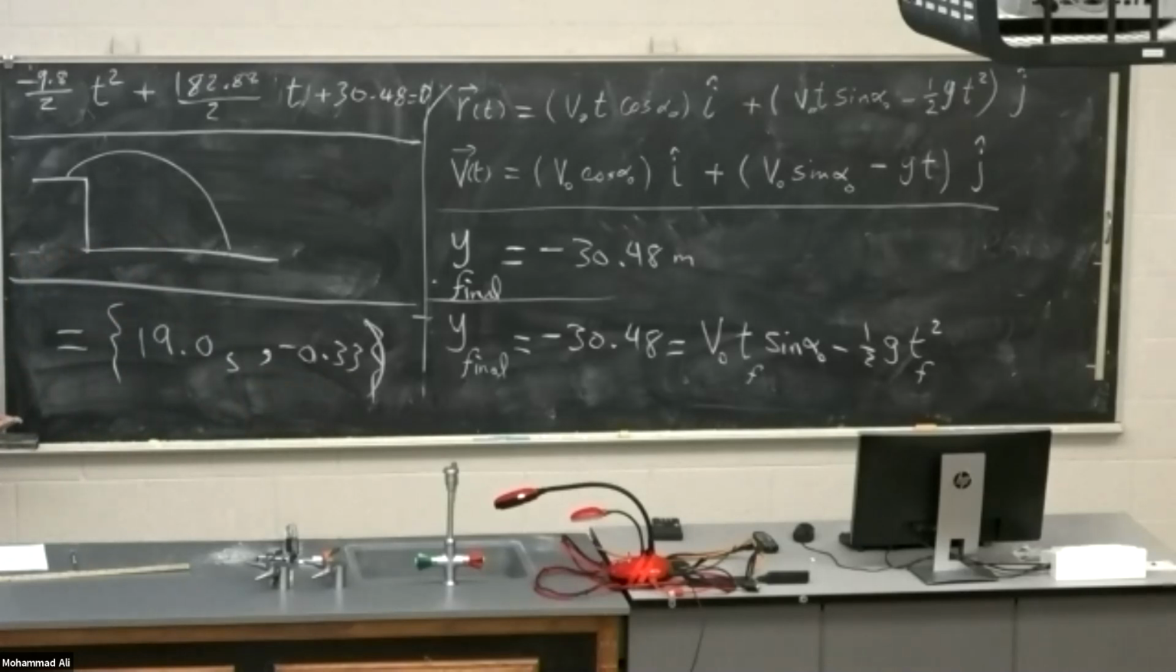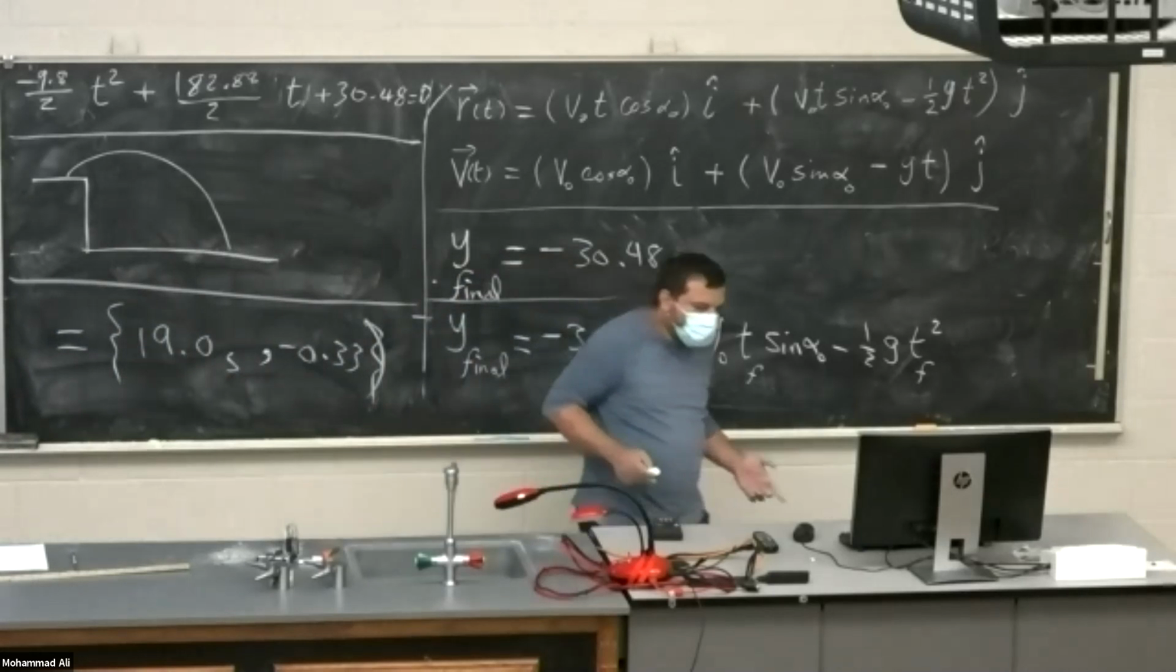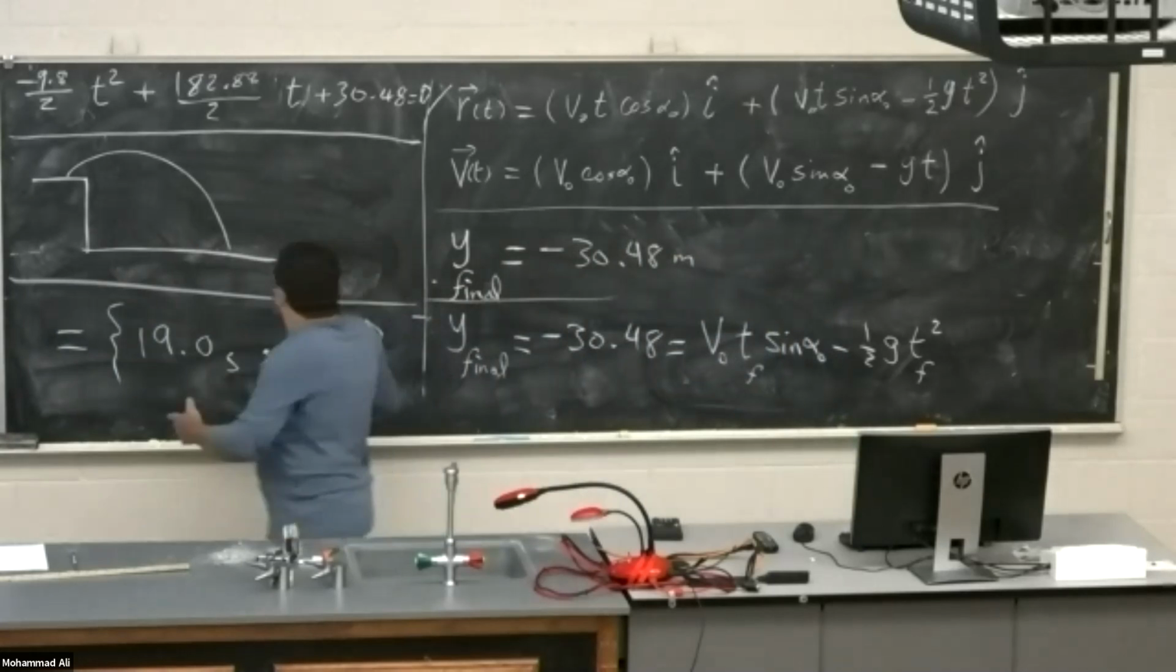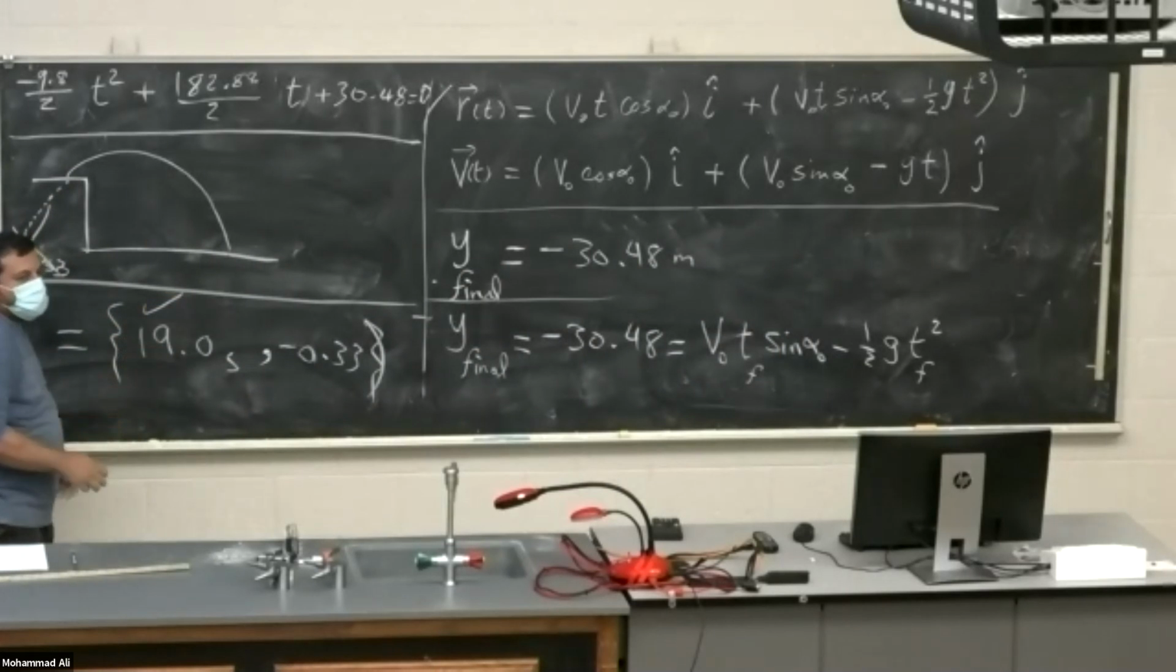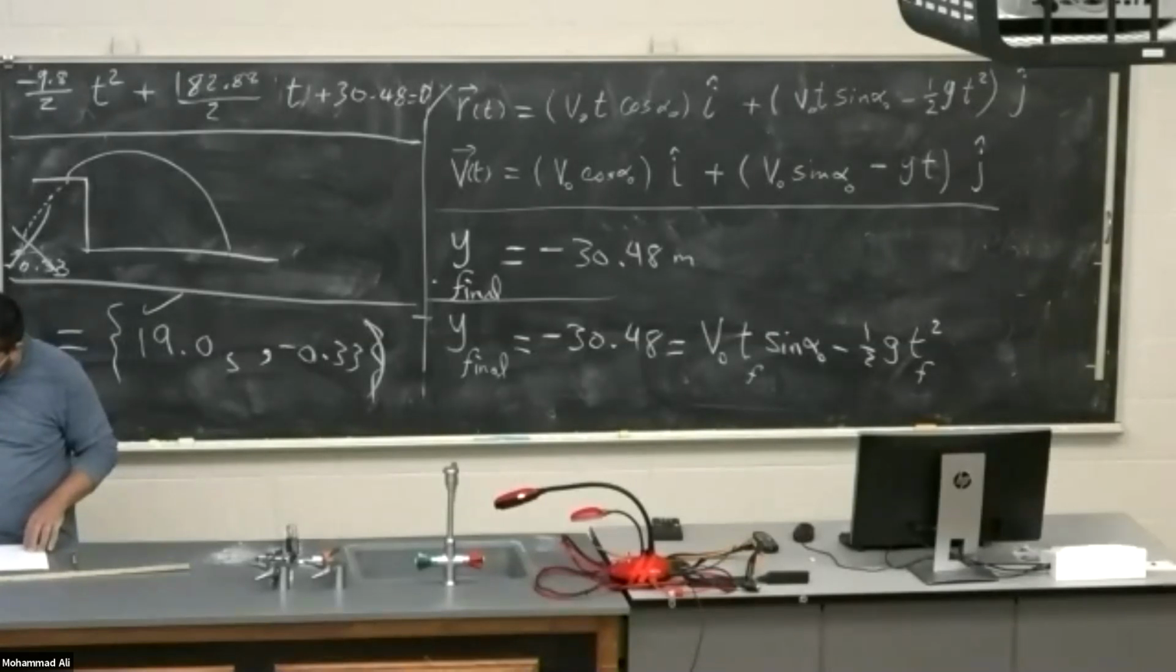There is no negative. Yes, you're right. There's no negative time. I need to use the positive one. What is the meaning of the negative time? If I complete my trajectory, then I will reach this point, which is the same altitude. This is at negative 3.3, but we don't have this in nature. So this is the accepted time. Any question about this?